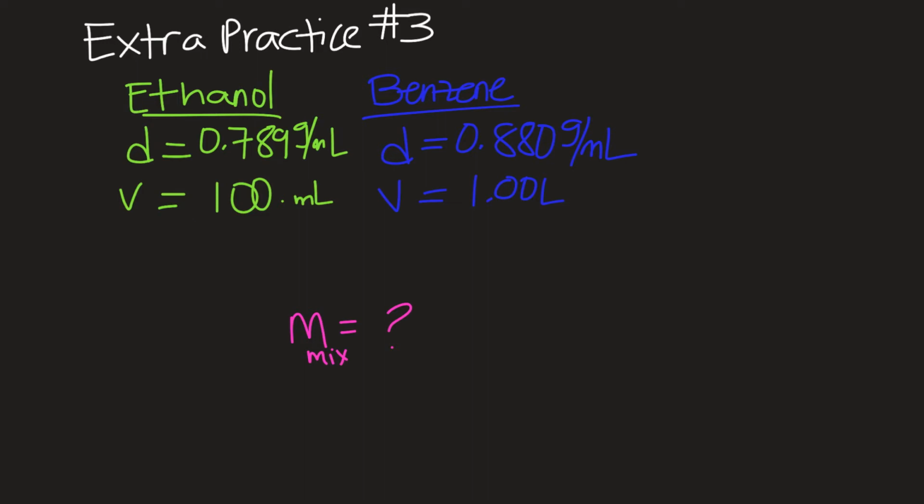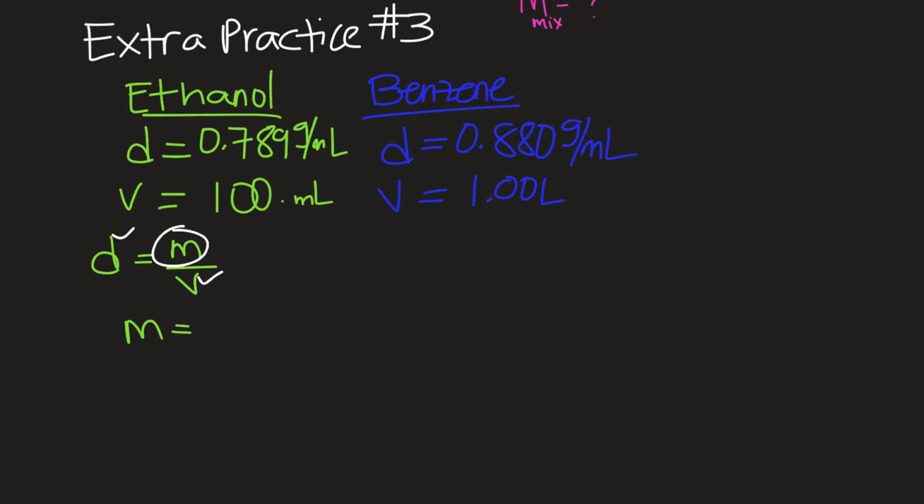Okay, so now what we've done here is we've just set up our problem. Next, see what we can do with the density equation. So D is equal to M over V. It looks like we have the density and the volume of the ethanol, so we can solve for the mass. So let's do that. So mass is going to be equal to density times volume.